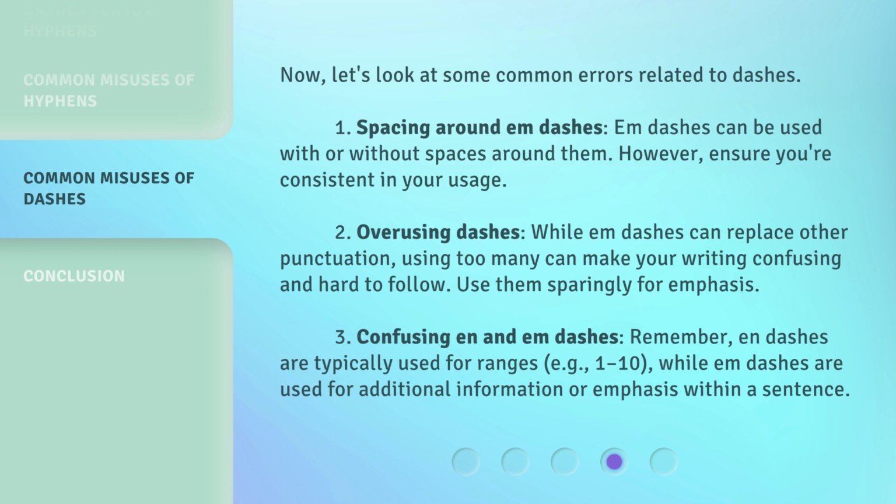2. Overusing dashes. While M dashes can replace other punctuation, using too many can make your writing confusing and hard to follow. Use them sparingly for emphasis. 3. Confusing N and M dashes. Remember, N dashes are typically used for ranges, e.g., 1–10, while M dashes are used for additional information or emphasis within a sentence.